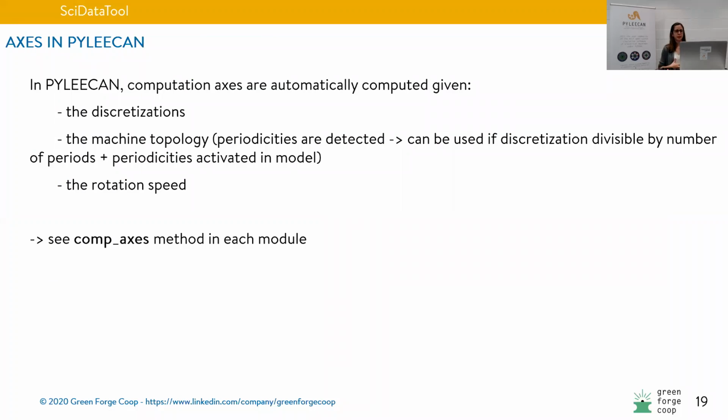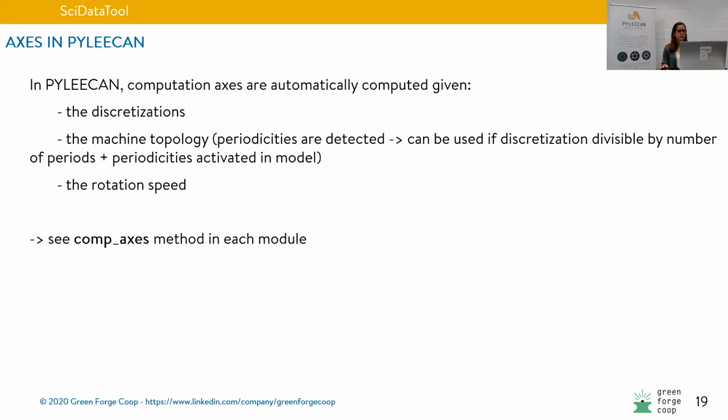Now how is it handled in Pyleecan? The computation axes are automatically computed from the discretizations that you want. So when you start a model, you say, okay, I want 2000 points in time, etc. Then Pyleecan will look at the machine topology and detect if there are periodicities, and it will look if it can use these periodicities. For example, if you have an odd number of time steps and a periodicity of 2, it won't be able to use the periodicity, so it will print a warning to tell you that.